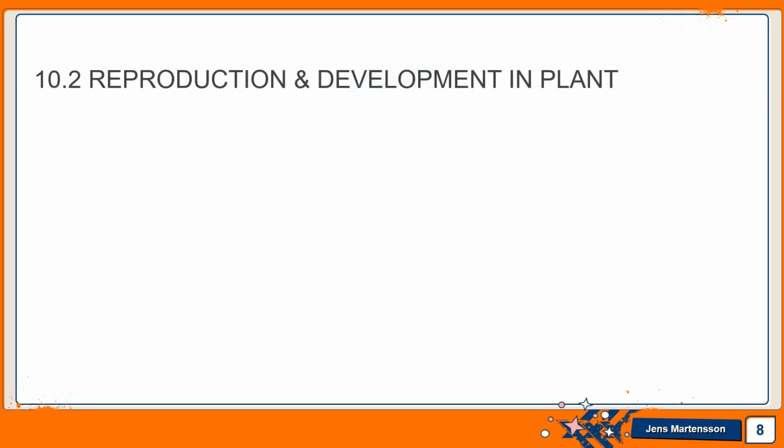The next topic of this chapter is reproduction and development in plant. Just now was animal, so now will be plant. Plant, you also have very difficult topics. The first topic is about the double fertilization. You have already learned it in SPM, so mostly the teacher will not focus on this topic.